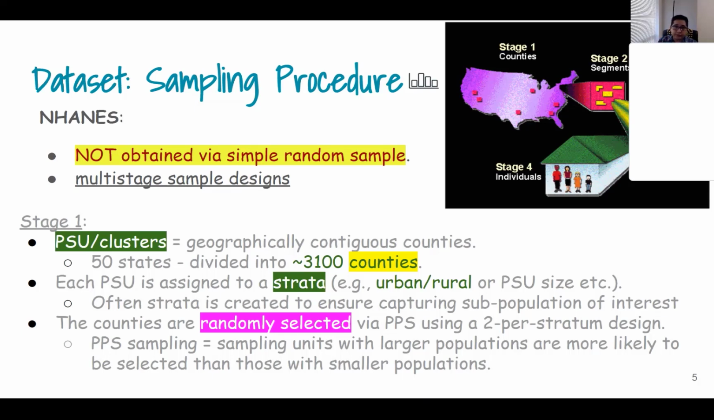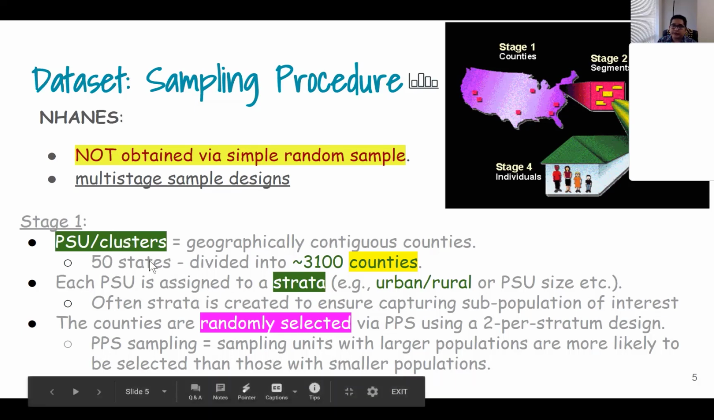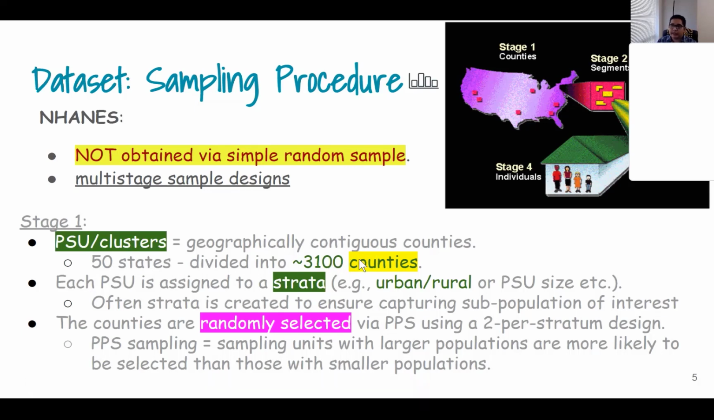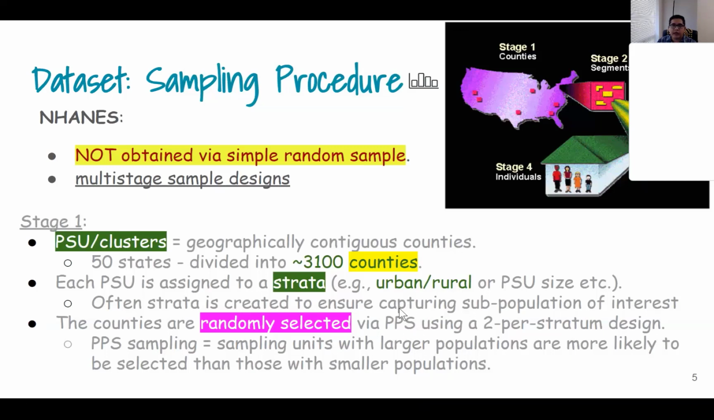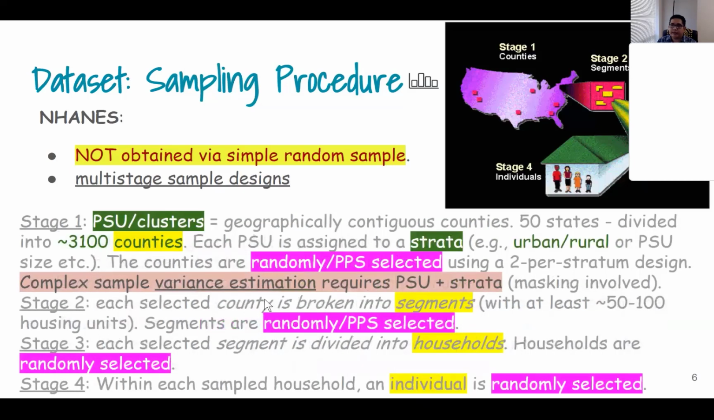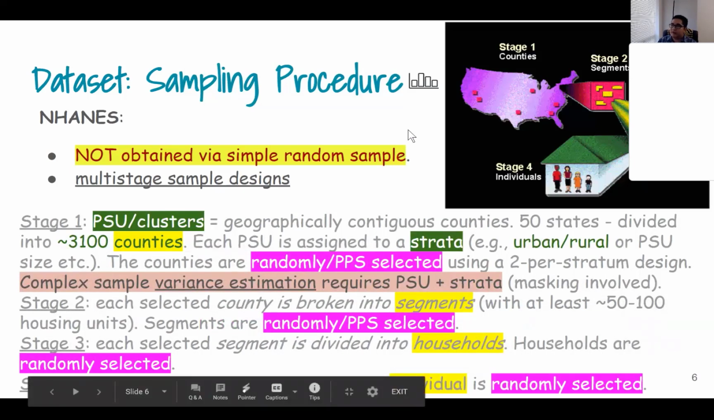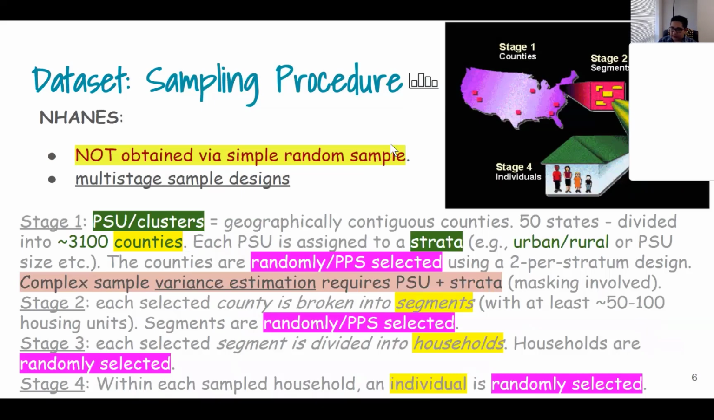So in stage one, what they are doing is essentially dividing all of the states into around 3,100 counties, which are assigned to a specific strata. Here they are using the idea of cluster sampling, and here the idea of stratified sampling, right? So they are combining them to make a complex sampling to begin with. And then they use this PPS sampling to randomly select which particular counties will be selected. And this is the most complex slide of this lecture, I guess.